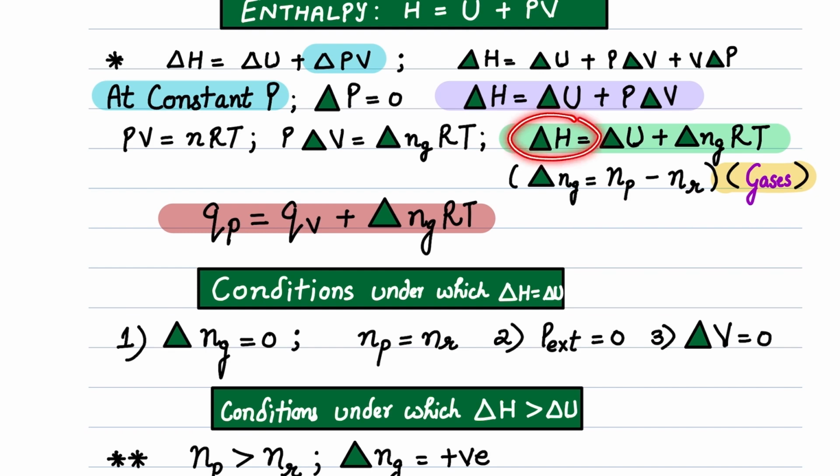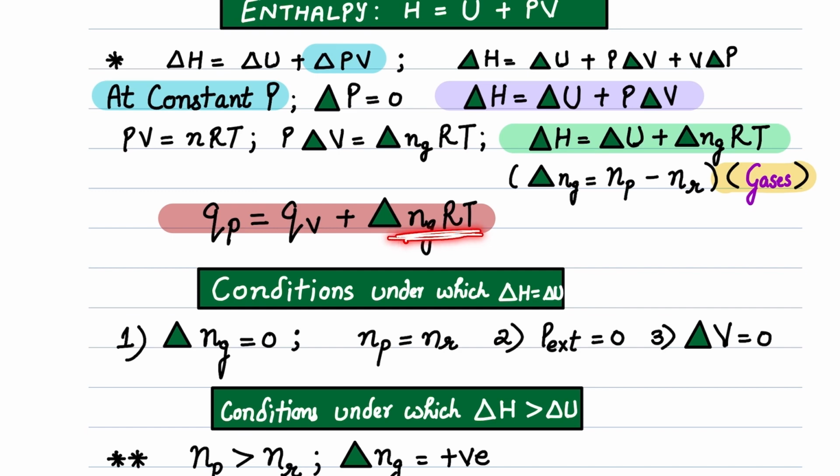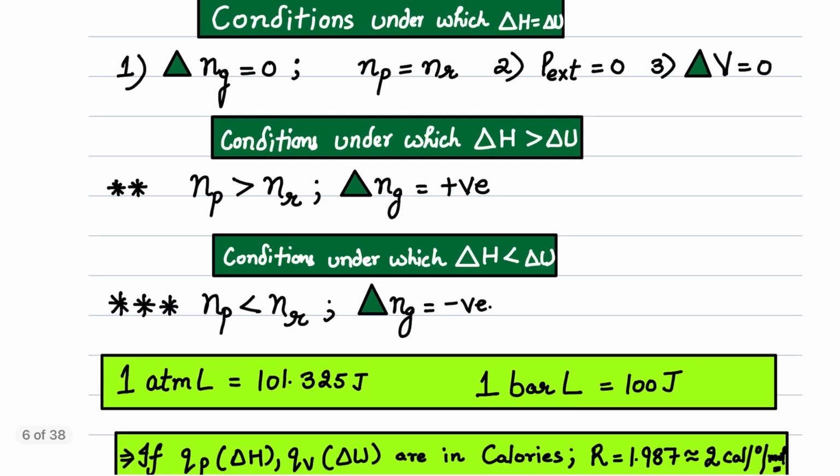So I can replace this delta H by QP and delta U by QV. So I can rewrite the formula as QP is equal to QV plus delta NgRT, again a very important formula for numericals.